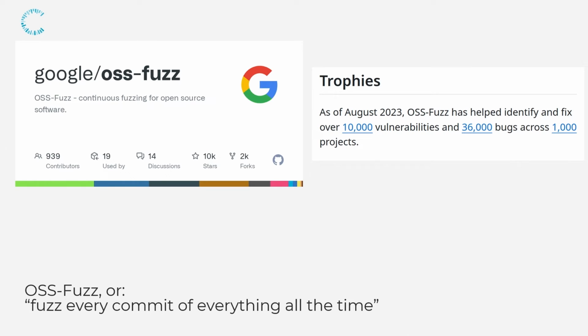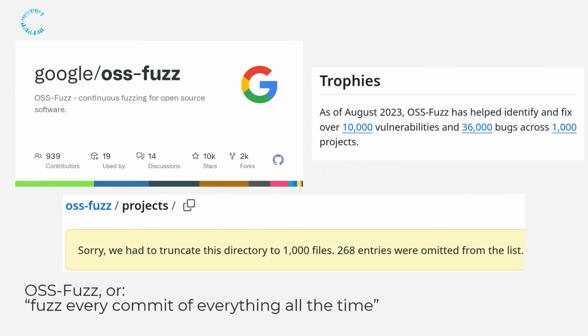And it works really well. They found 36,000 bugs over the last, I think, 8 years of running. And what's really incredible here is just the sheer number of projects that they're testing, right? Something like 1,250 projects nowadays. And I took this screenshot like 2 months ago, and it's already out of date, right?